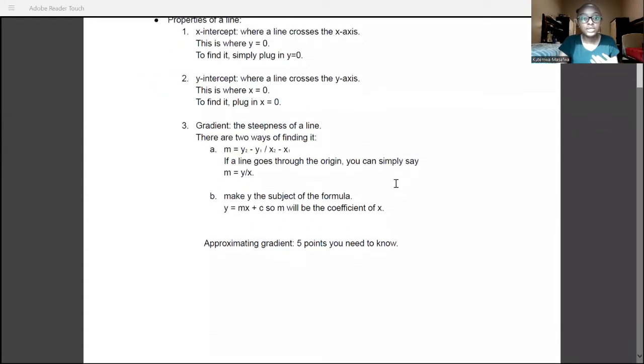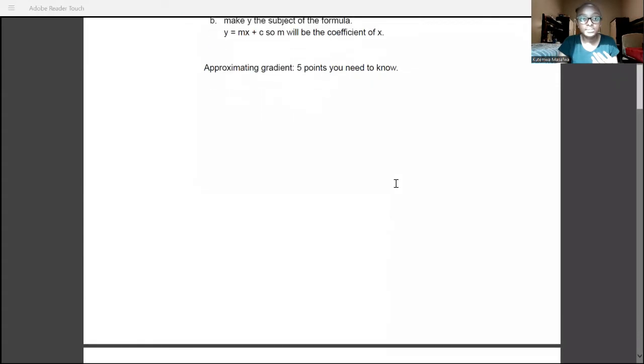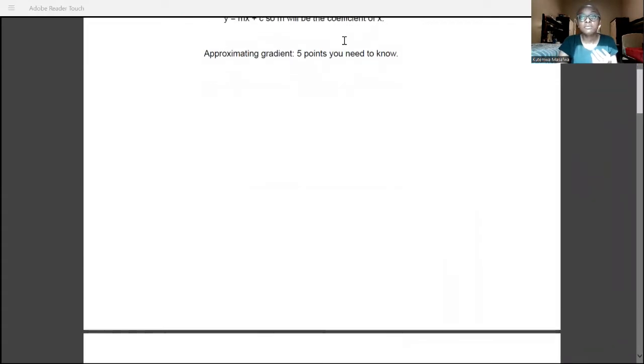So it's not always that you have to actually calculate the gradient of the formula. Sometimes you can approximate, and this is the goodness of having a multiple choice exam. Okay, so the 5 important points that you need to know when it comes to approximating your gradient.